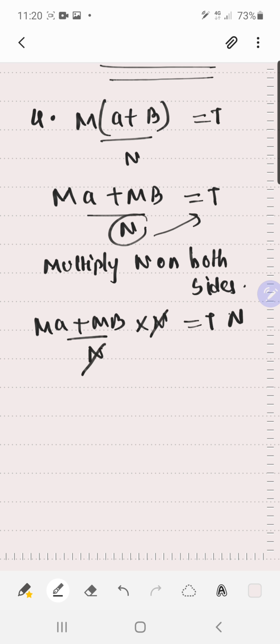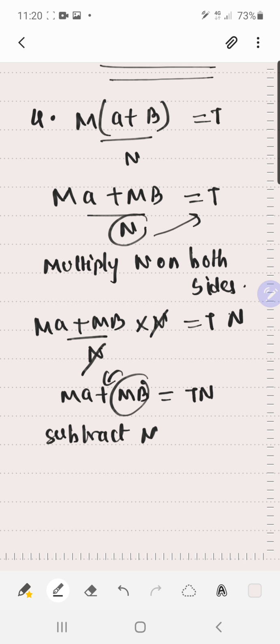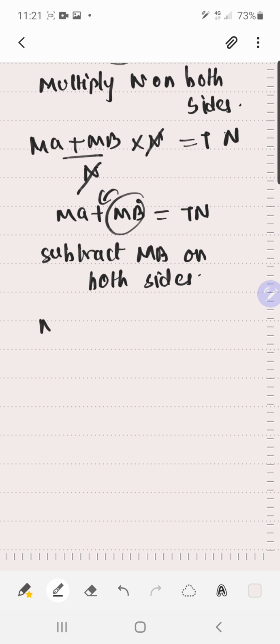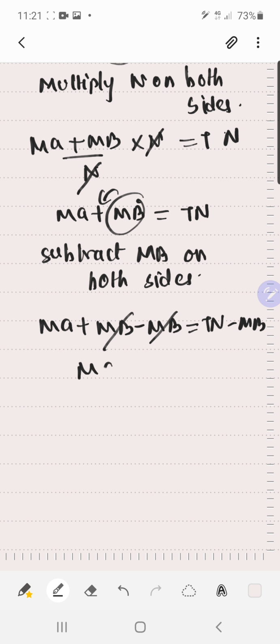So N is eliminated here. Now your answer is MA plus MB is equal to Tn. Now you want to eliminate what? You want to eliminate MB, which is in addition here. So you will write subtract MB on both sides. Getting my point clear? So it will be MA plus MB minus MB is equal to Tn minus MB. So this is eliminated. So your answer is MA is equal to Tn minus NB.